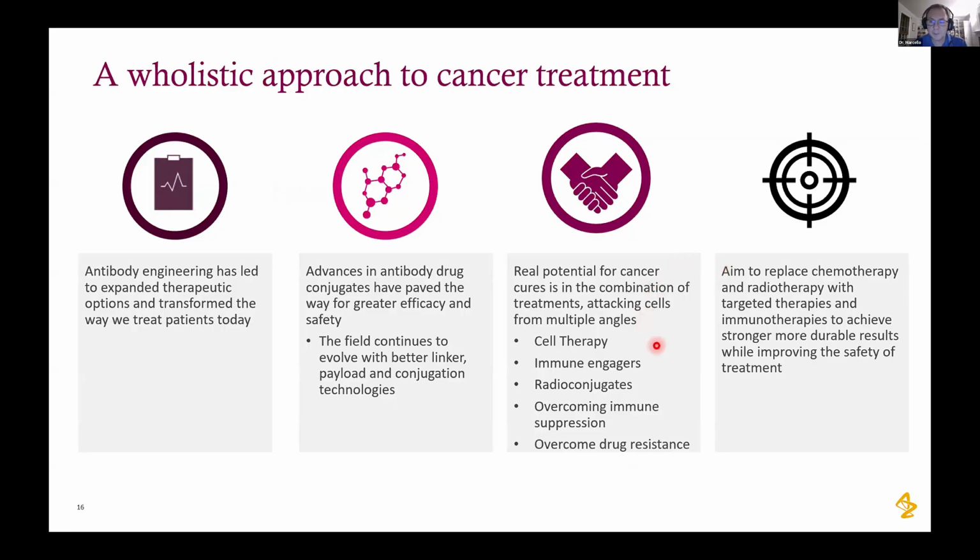Really, the real potential for treating cancer is combining our ADCs with other forms of treatment to attack tumors from multiple different angles. And ultimately combining different types of therapies to really get control and cure tumors in the end.